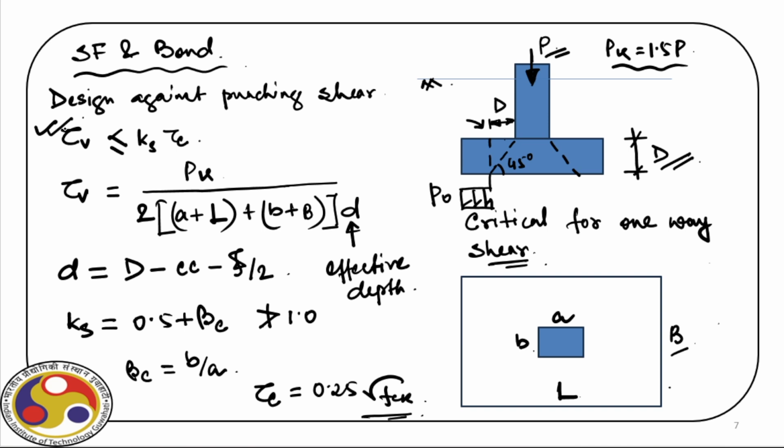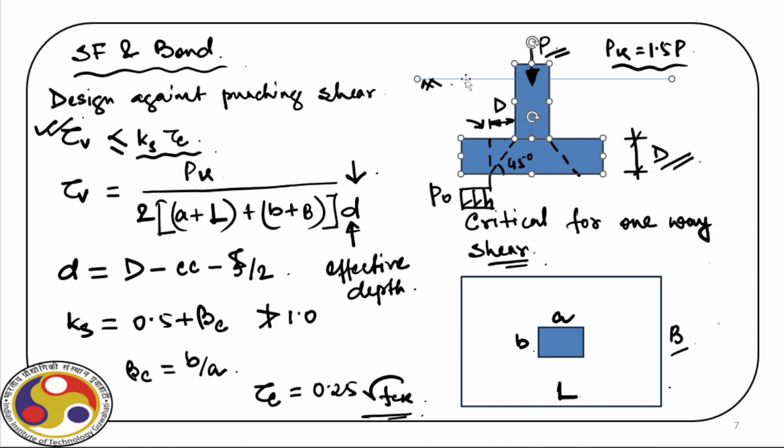We'll see how to select bars and how to design it. We actually have to design it in such a way that it is less than this Ks into tau C. The controlling factor is obviously the size of the footing and the depth of the footing, right? So that we'll see as we progress. Now, in case of square footing, as you can see here, we have rebars in either direction. So let us mark it and I'll show you in a minute.